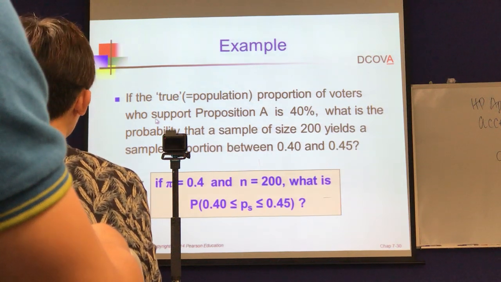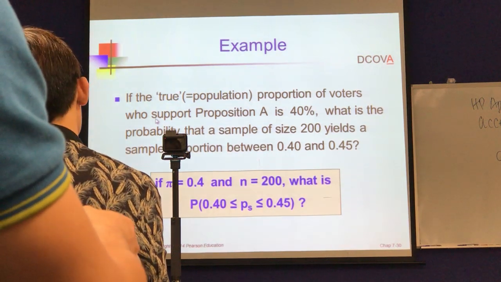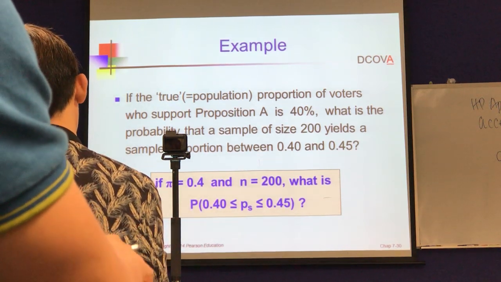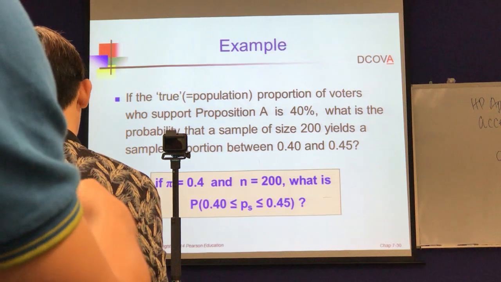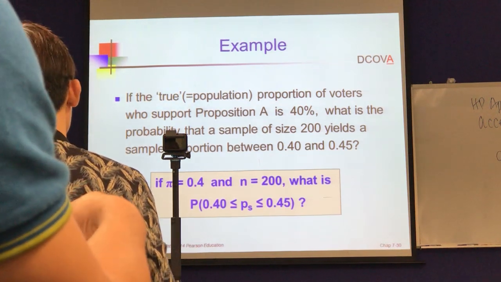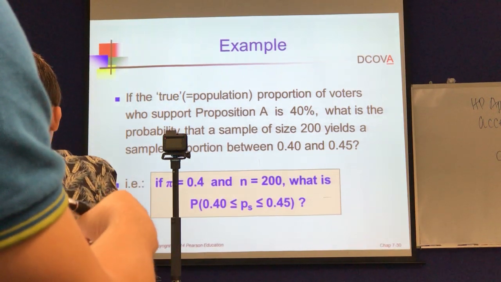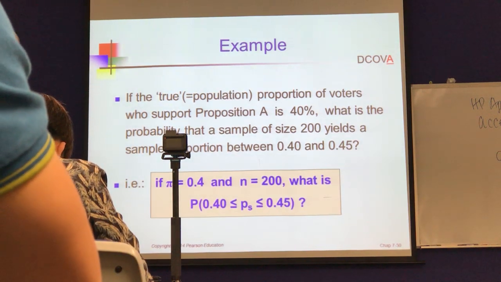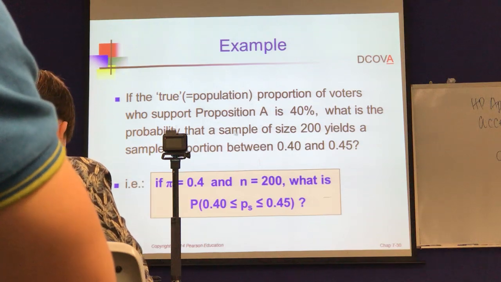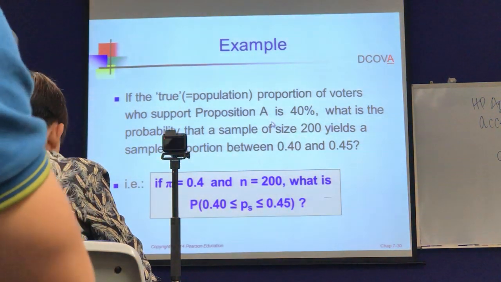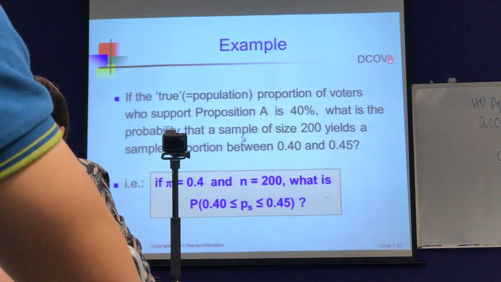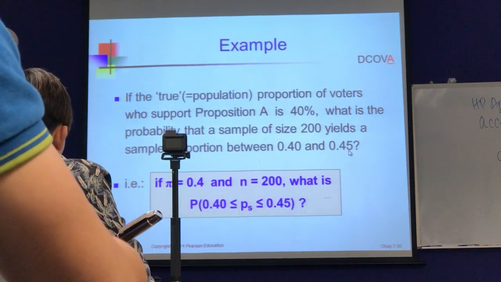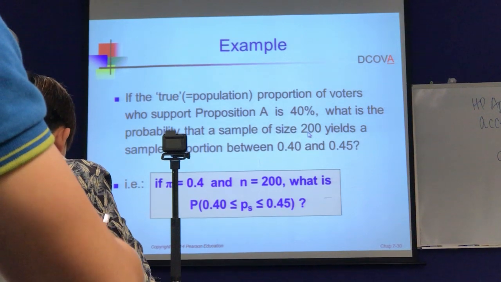Let's look at one example. If the true population proportion of voters who support proposition plan A is 40%, so population proportion is 40%, and they ask you what's the probability of the sample proportion being between 0.4 and 0.45 in a sample of 200.